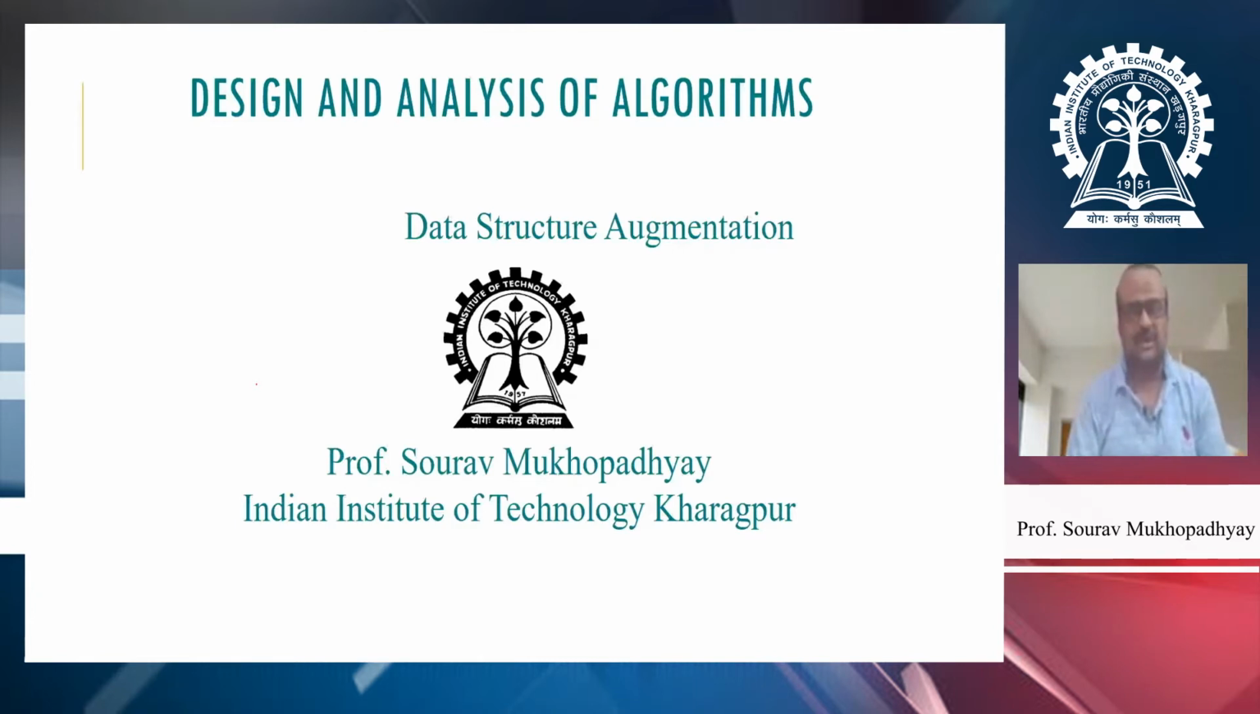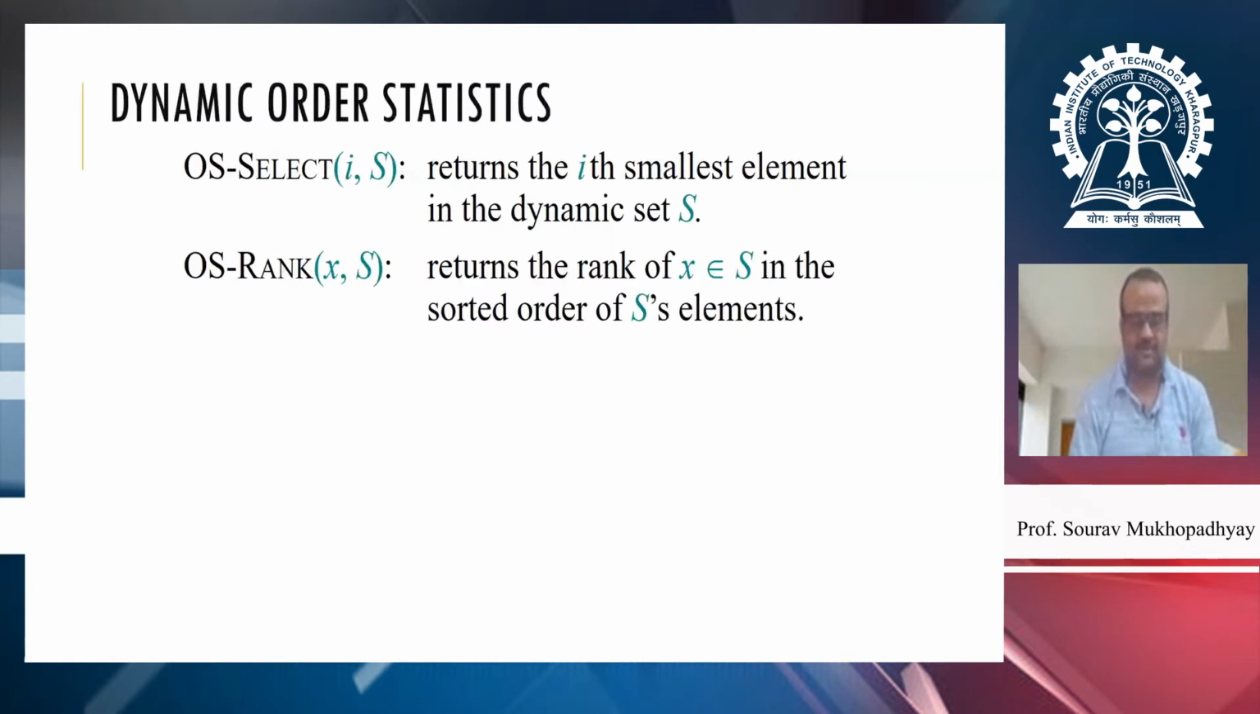We have seen the order statistics problem. What is the problem? We are given some numbers, some keys, typically in an array or some other form, and we need to find the ith smallest element. So i is also part of the input. If i is 1, that is the minimum. If i is n, that is the maximum. If i is n by 2, that is called the median.